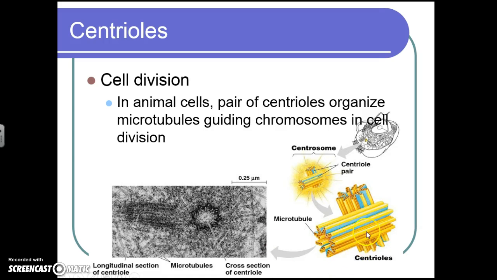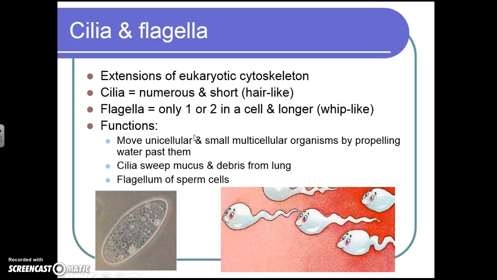Example shown here in a 9x3 orientation. So if I count up, I get 1, 2, 3, 4, 5, 6, 7, 8, 9. Nine of them, but with three of them each. There's our 9x3 orientation of our centriole. And this is going to be utilized for cell division.